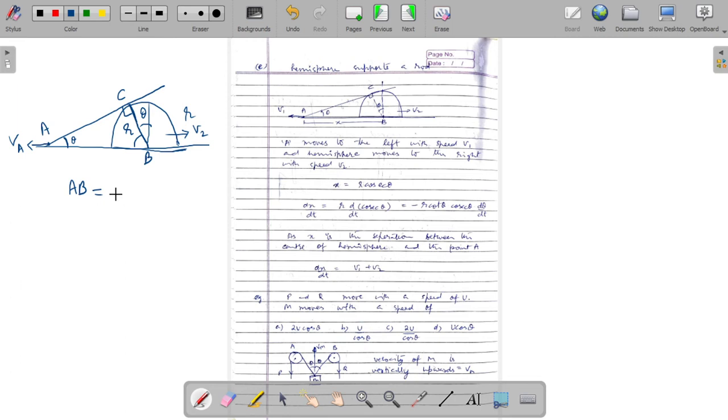So the distance AB is, this angle is theta, this particular distance is r. So distance AB is actually r cosec theta, and let us just differentiate it. So d by dt of distance AB should give us Va plus V2. So this should be equal to d by dt of r cosec theta.